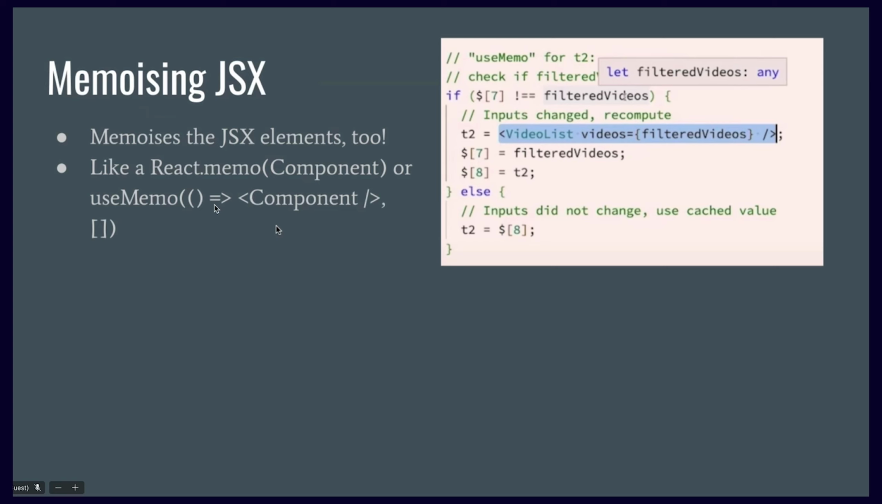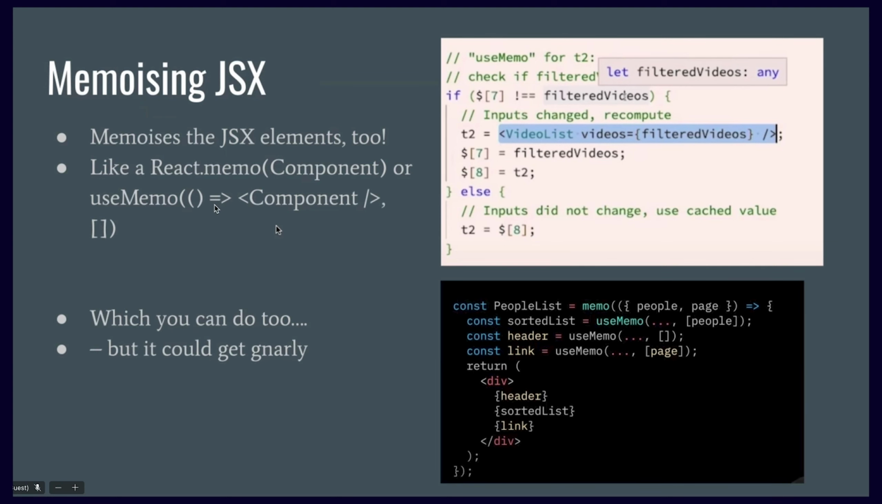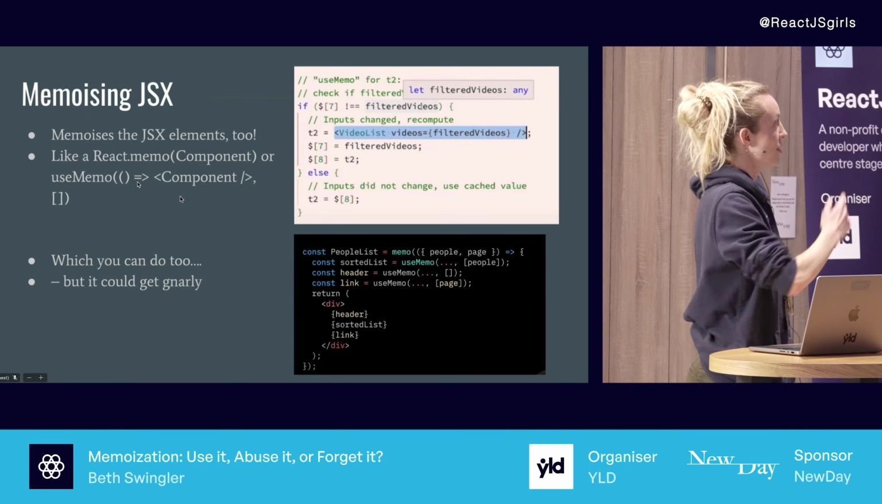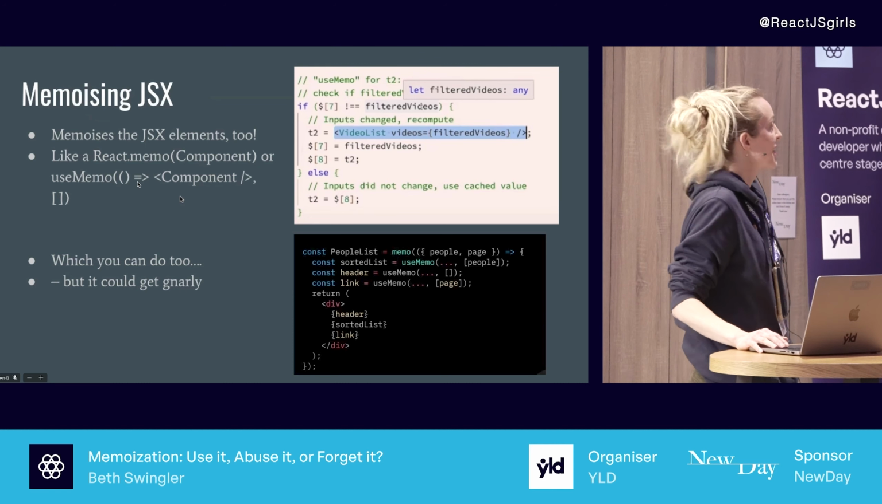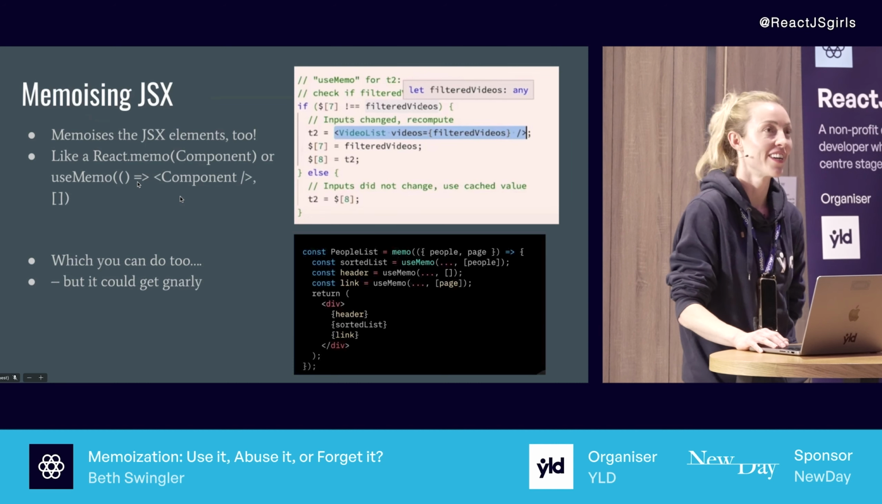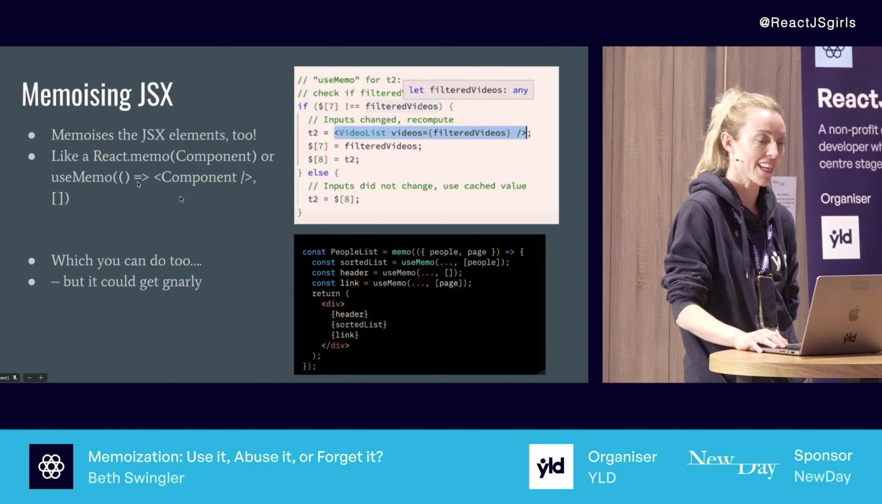So can we learn from the compiler in this example? Well, I've seen people online already starting to recommend that we imitate this, i.e. loads of these use memos, and in the dots, just assume there's logic, and it returns components, header, sorted list, and link. Well, look at the state of this code, man. Like, definitely not idiomatic React.